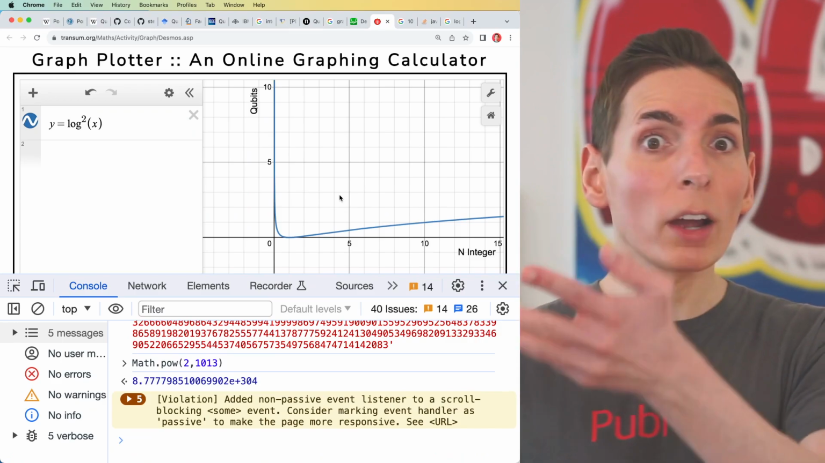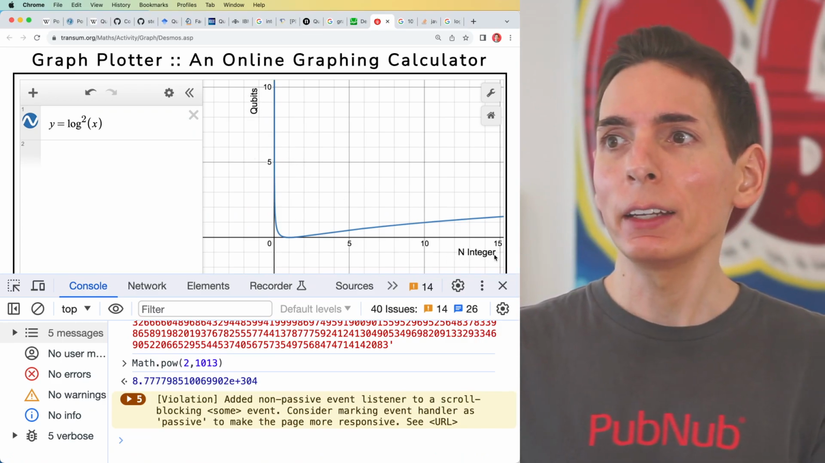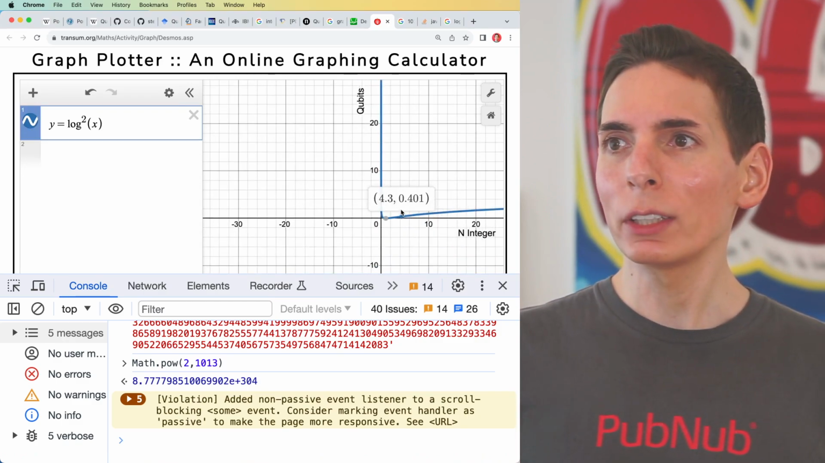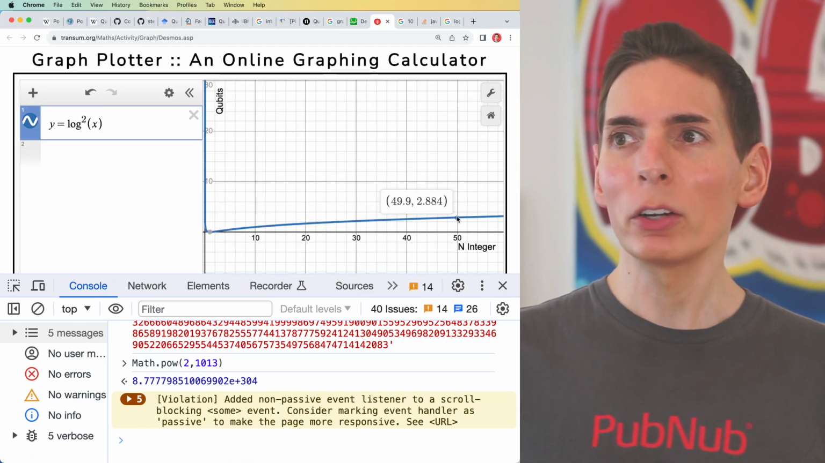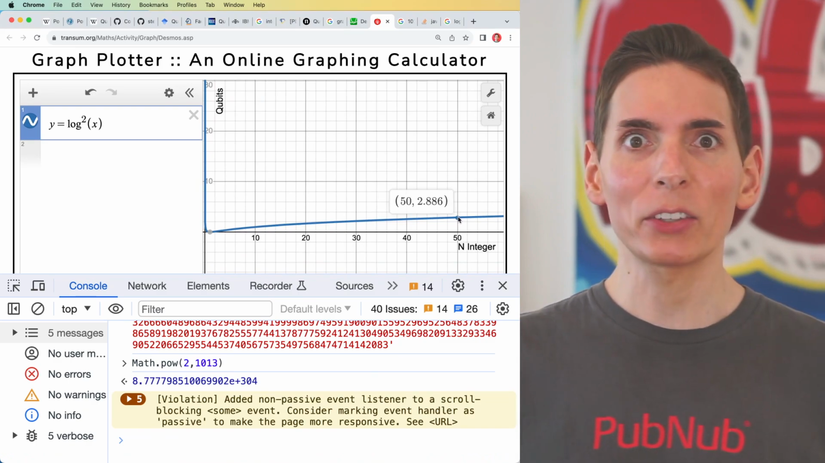So here's a rough graph of what that looks like. The y-axis is qubits, and n is the integer that we're going to be factorizing. And as n gets bigger, we need more qubits in order to solve it. So we need about 3 qubits in order to solve an integer to the size of 50. Factorize it. What are the factors?